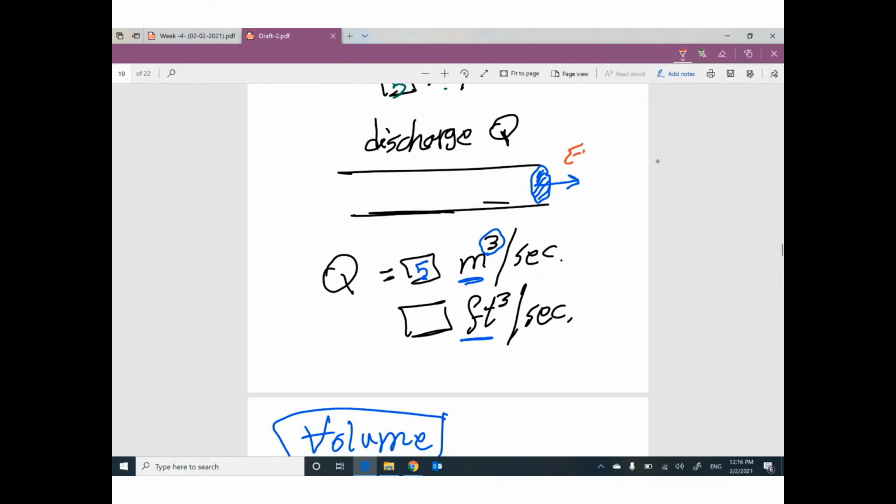So every second, we have flow at this location. This flow, how much? 5 cubic meters. We have a volume of water that will pass this location every second. This is the meaning of discharge. So the meaning of discharge is how much volume will pass a certain location every second, or every unit time. That makes sense?